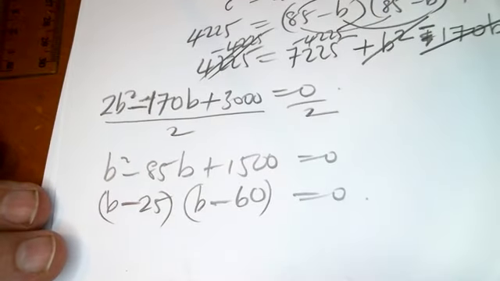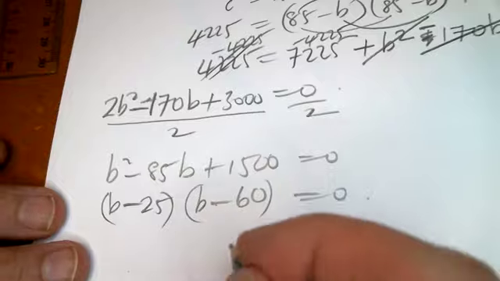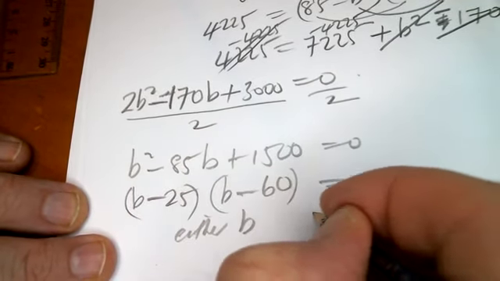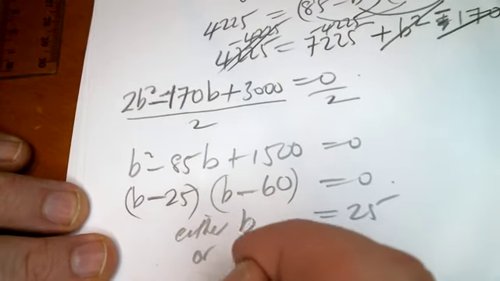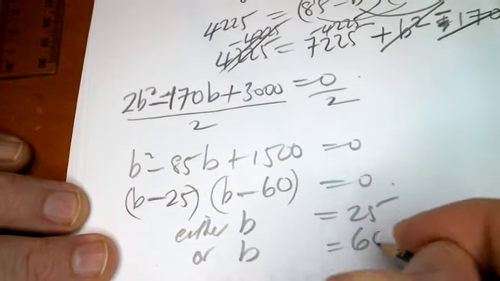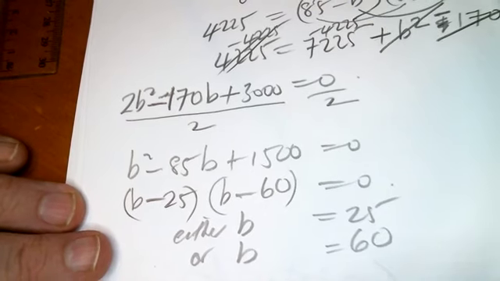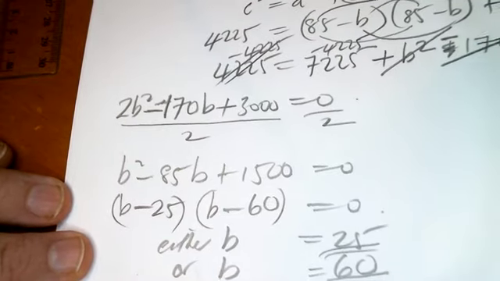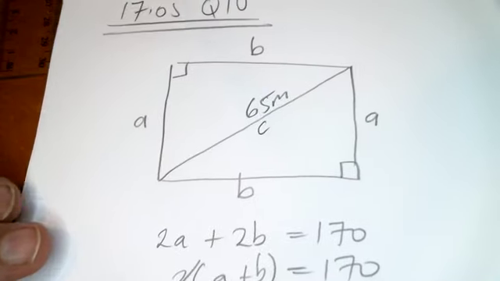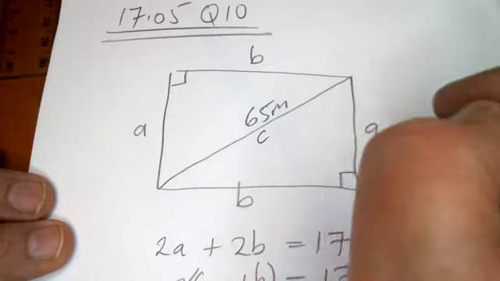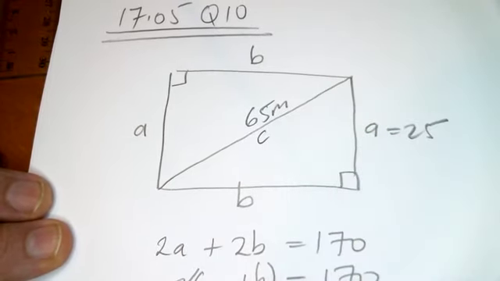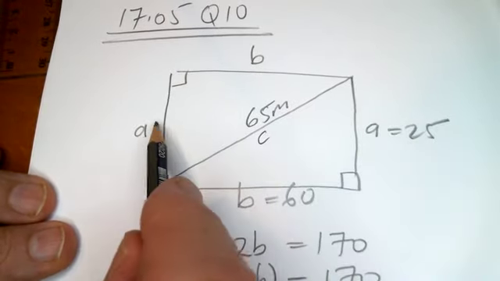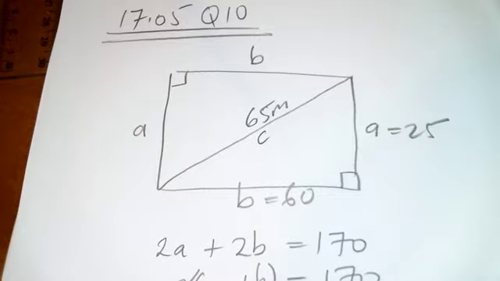All right, so we've got 2 factors. So either B is going to be equal to 25 or B is going to equal 60. So let's see if that makes sense. Could either of those two work? Well, the answer is both could work, and that means that when we look at our sides, the smaller side is going to have to be 25, and the larger side is going to have to equal 60. And that makes sense because 2 lots of 60 and 2 lots of 25 is in fact 170.